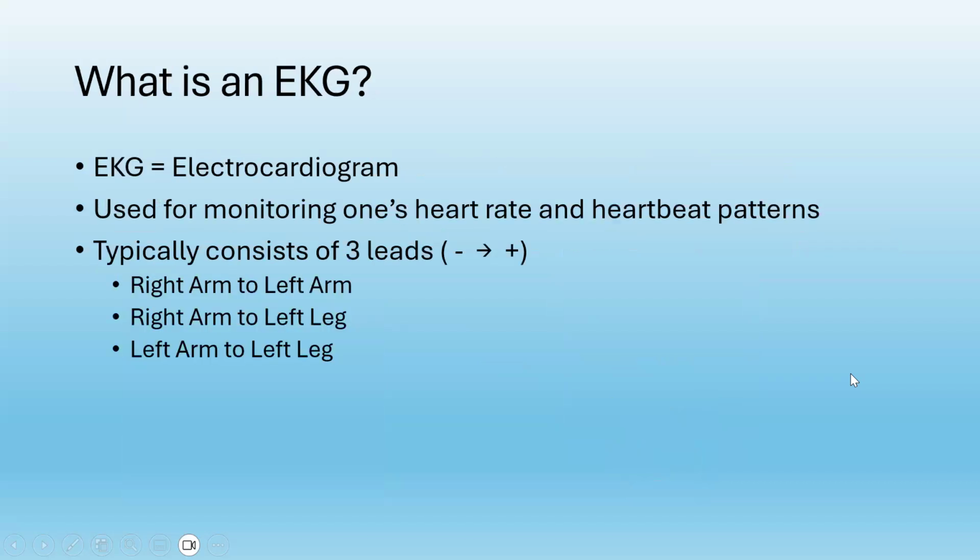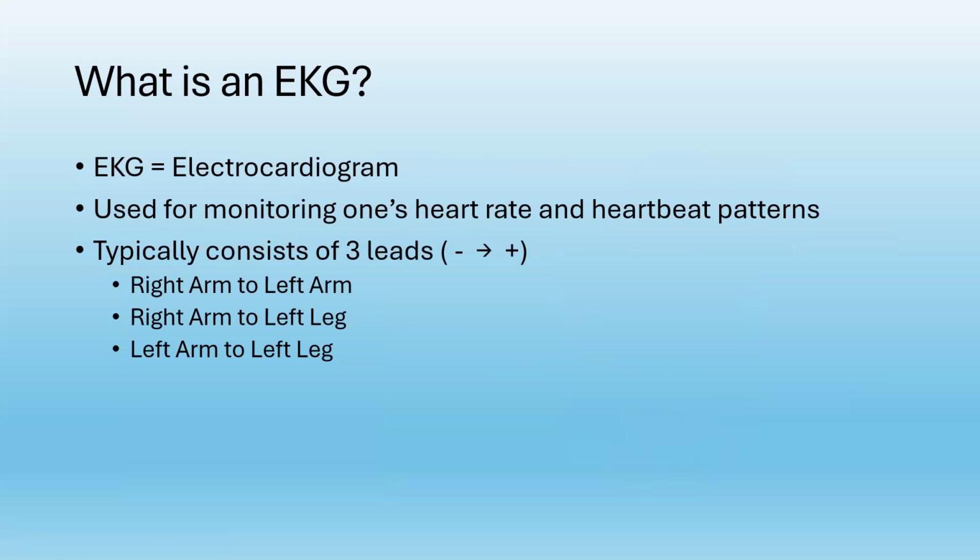So what is an EKG? An EKG is also referred to as an electrocardiogram. This is a tool used for monitoring one's heart rate and heartbeat patterns using a voltage versus time graph. This typically consists of three different leads going from a negative node to a positive node at different parts of the body.